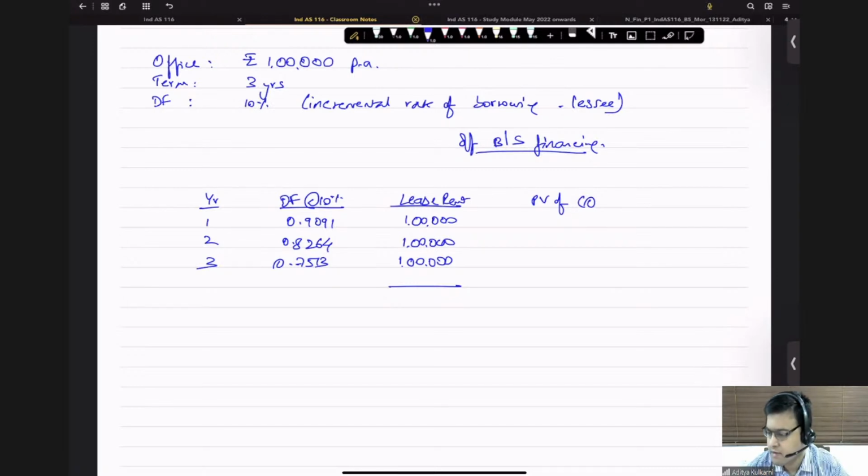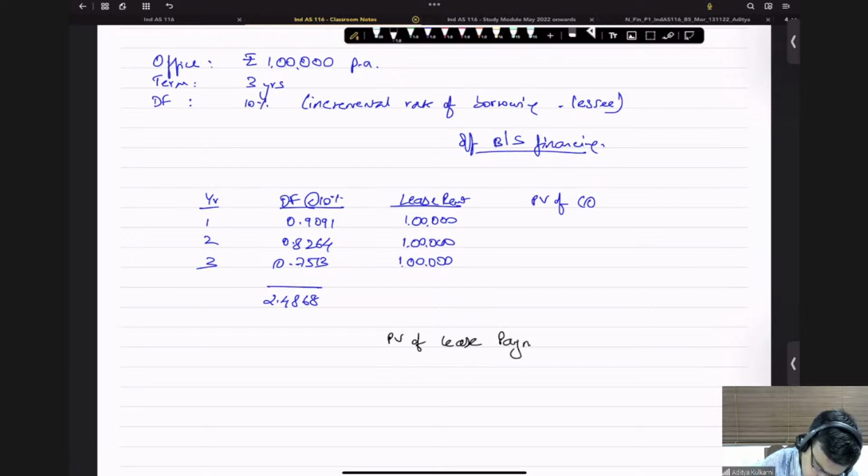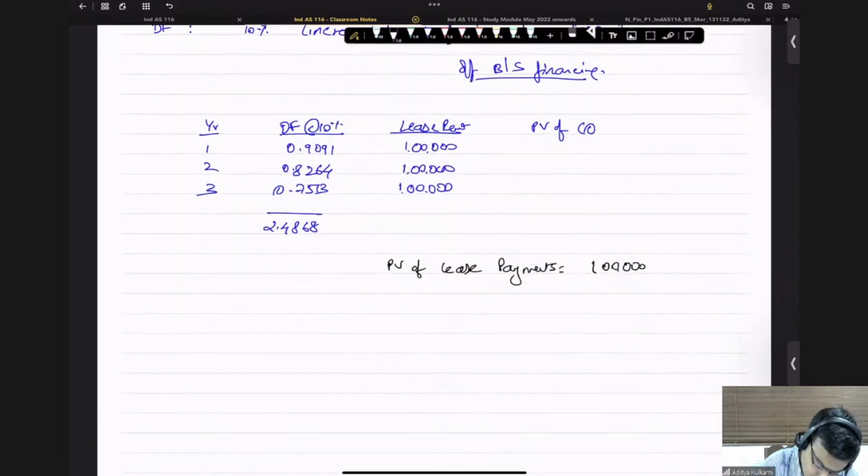Just give me a minute. 0.9091 plus 0.8264 plus 0.7513 gives 2.4868. So my present value of lease payments is going to be 1 lakh into 2.4868. So this is equal to 2,48,680.